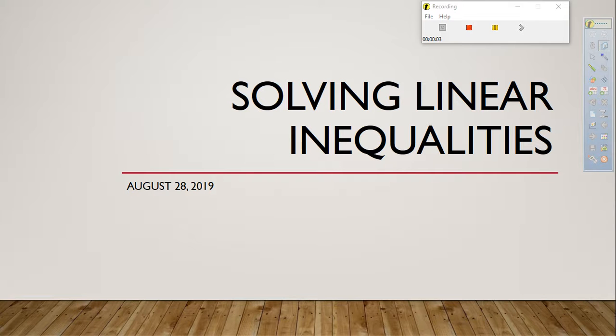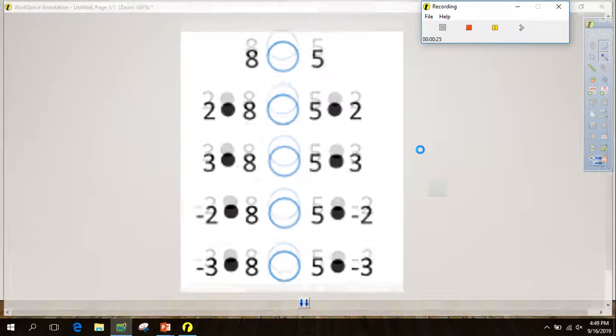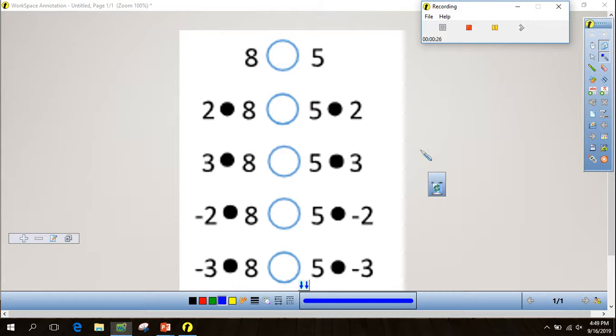Alright, so today we are talking about solving linear inequalities. Just a reminder, an inequality is anything that is less than or greater than. The prefix "in" means not, so not equal for inequality means one would be greater than or less than. So, we started off by looking at just some basic inequalities, and we said that 8 is greater than 5.